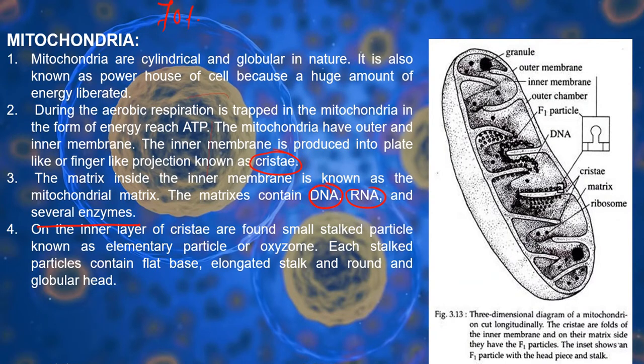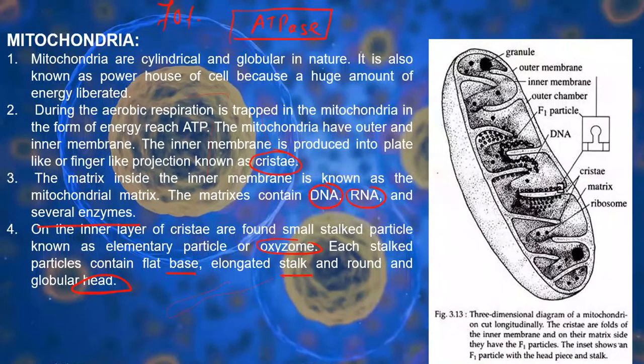On the inner layer of cristae are found small stalked particles known as elementary particles or oxysomes. Oxysomes have three parts: base, stalk, and head. In the head we find which enzyme? ATPase enzyme. This enzyme helps in the synthesis of ATP molecules. So that is why oxysomes are known as the functional unit of mitochondria.